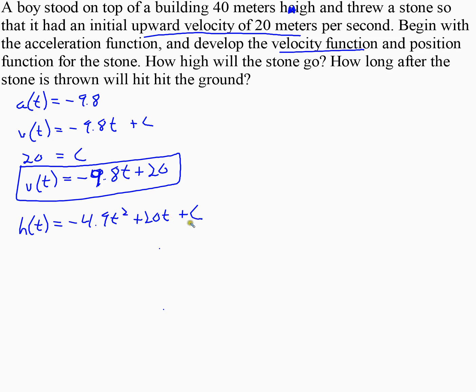And we want to figure out what this c is, so we look back at the original height. The original height was 40 meters, so the height was 40 when the time was 0. So if we put 0 in here, that gives us 0, and another 0, so 40 equals c. And so our height function is negative 4.9 t squared plus 20t plus that 40 that we found for c.